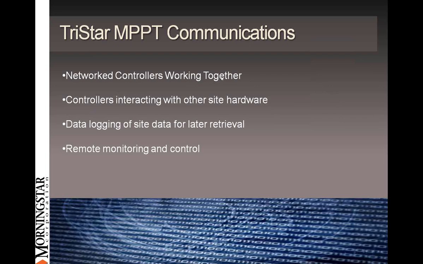So to talk about the communications on the TriStar PPT, first of all, I'm going to talk about networking controllers together with our new hub, controllers interacting with other equipment at the site using some of our new data ports, and data logging of information at the site, stored in the internal memory of the controller. We now have a lot of internal memory to record data to flash memory. And we have the ability to remotely monitor and control the TriStar from a great distance, even around the world if you want, using the Ethernet or other communications protocols. And you can also log data that way as well. So internal and external. I'll talk about that.